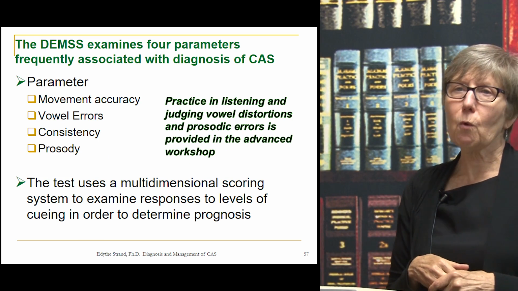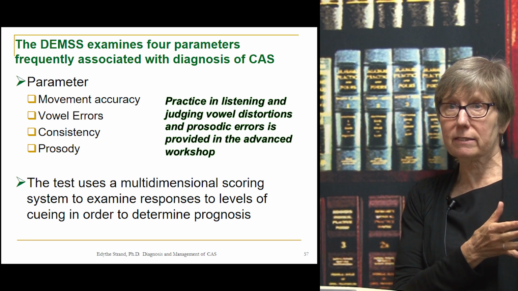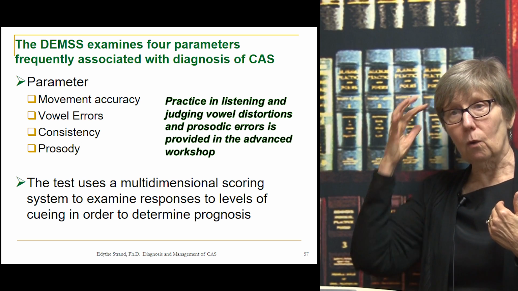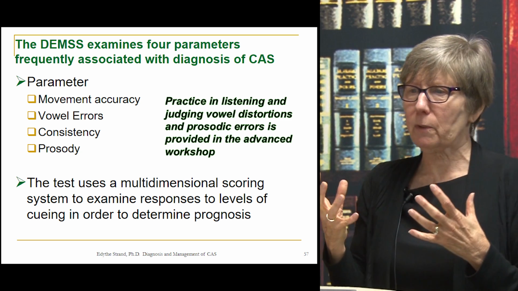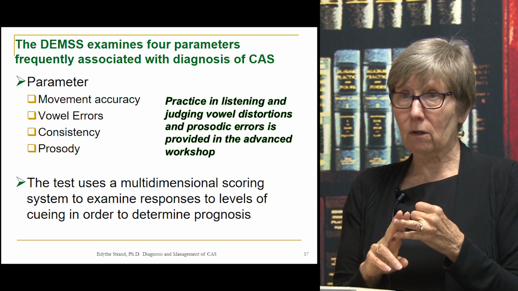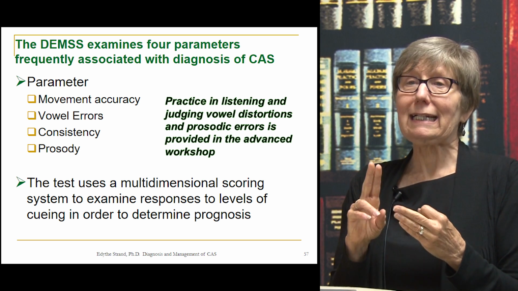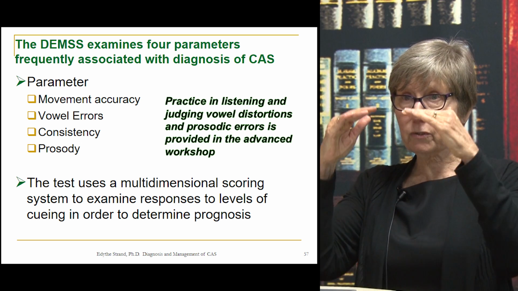So we examined 4 parameters that were noted in the ASHA position statement on childhood apraxia and in our own clinical work as being most reflective of difficulty with praxis. So the parameters were movement accuracy, vowel error, vowel distortions, consistency over repeated trials, and prosodic error. So those were the 4 things.